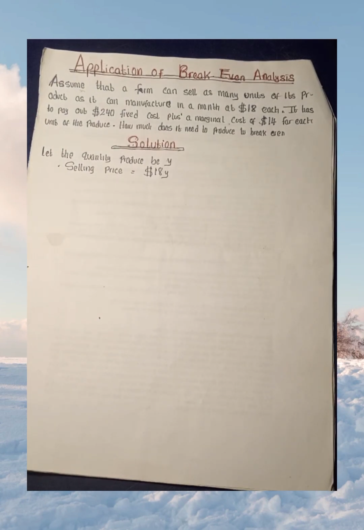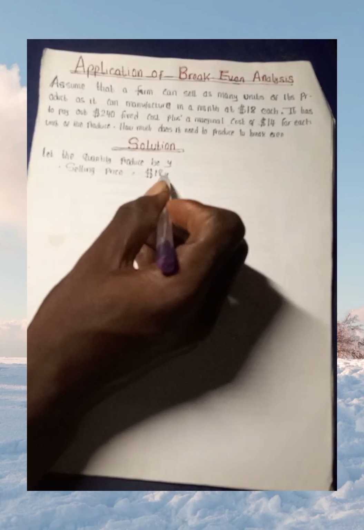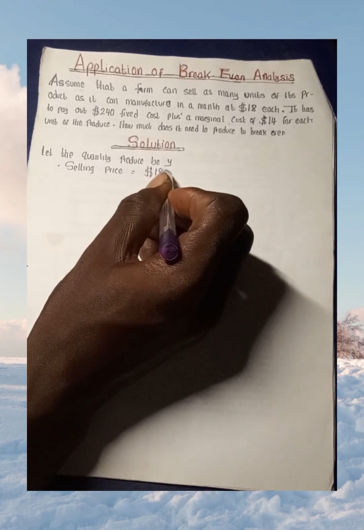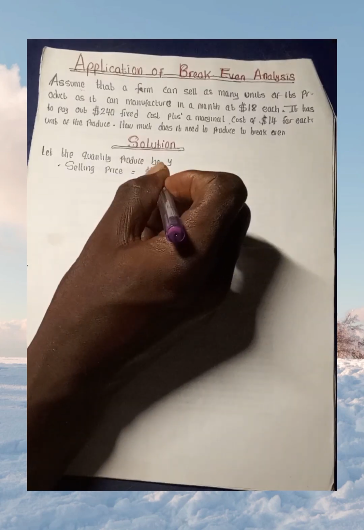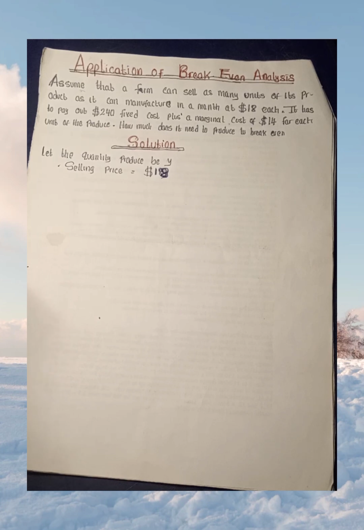So the selling price of each produce is 18. So if let's assume that the company produces 20 units of the produce in a month, the revenue generated will be $18 multiplied by the number of units produced in that particular month. That is the revenue that the farm will be generating.